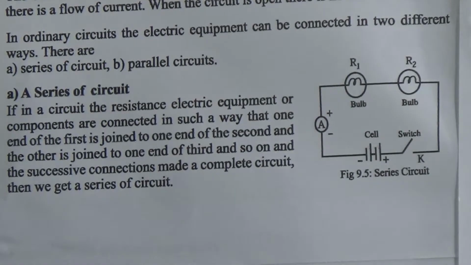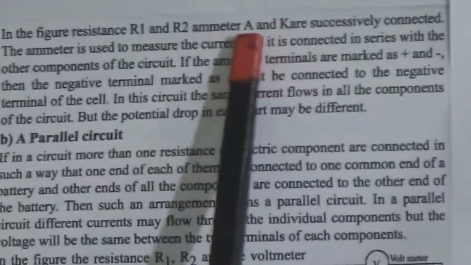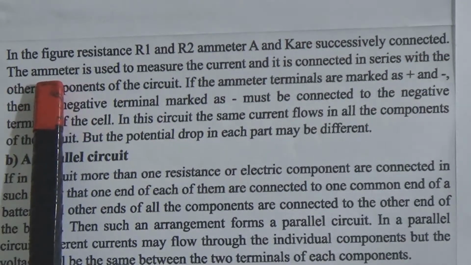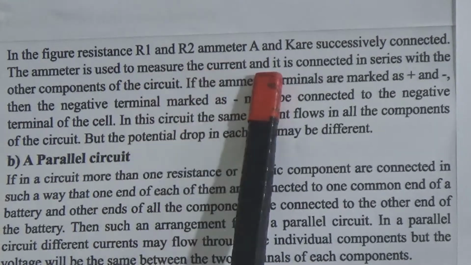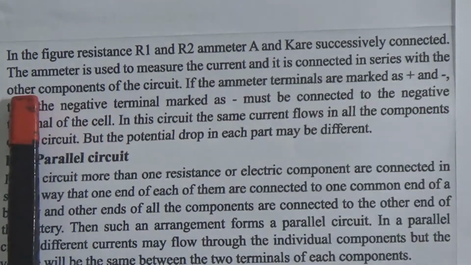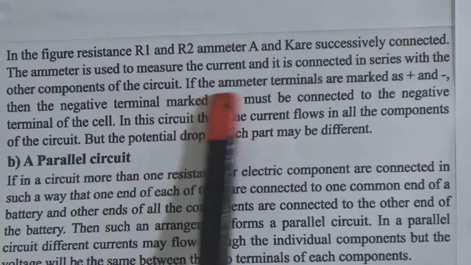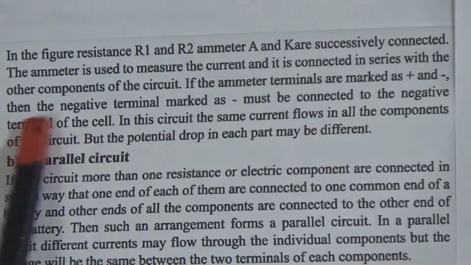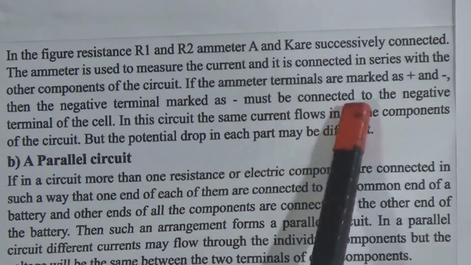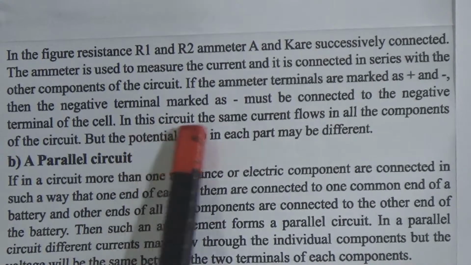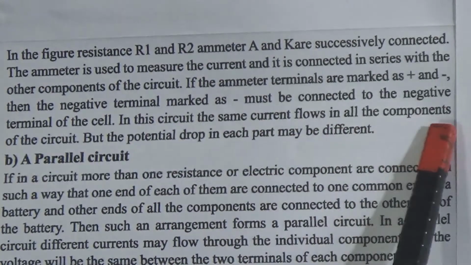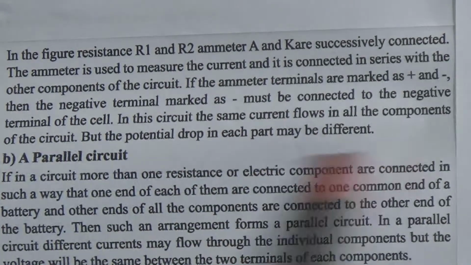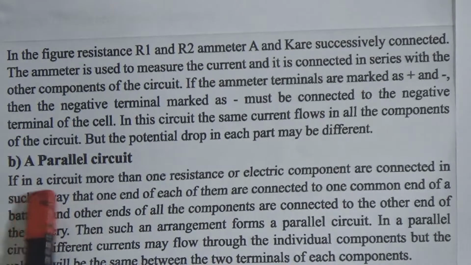In the figure, resistance 1, resistance 2, ammeter A and key K are successively connected. The ammeter is used to measure the current, and it is connected in series with the other components of the circuit. If the ammeter terminals are marked plus and minus, then the terminal marked minus must be connected to the negative terminal of the cell. In this circuit, the same current flows through the components of the circuit, but the potential drop in each part may be different.